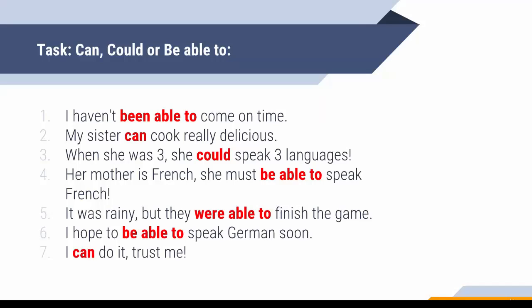It was rainy, but they were able to finish the game. Well, only one option in this case. Be able to. When you express momentary ability, they were able to. I hope to be able to speak German soon. I really do. I hope to be able to. After to infinitive, you need only be able to.